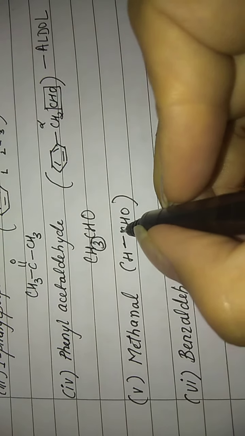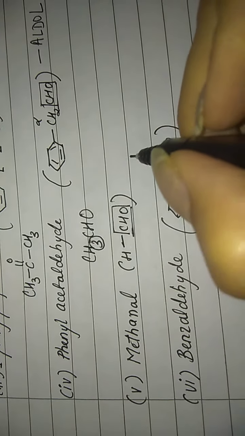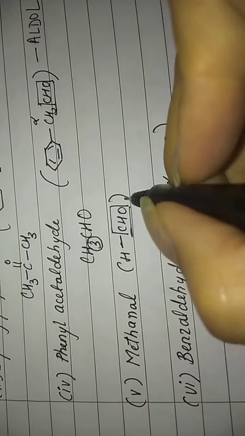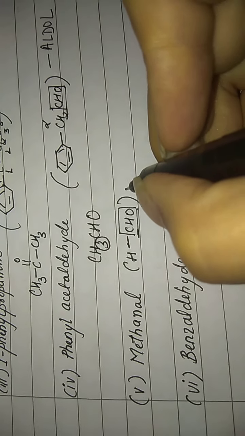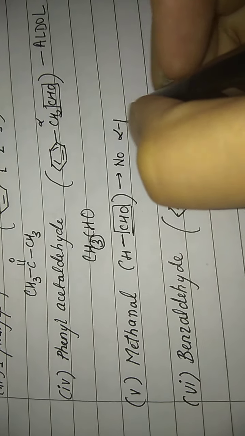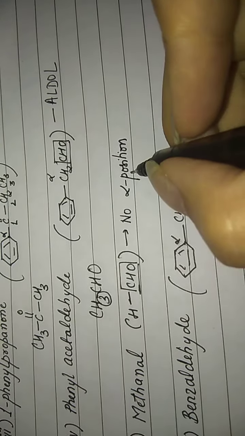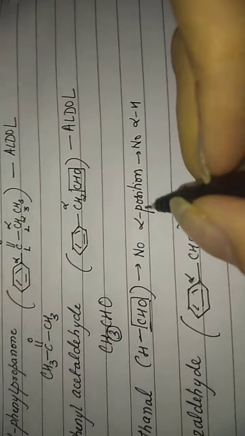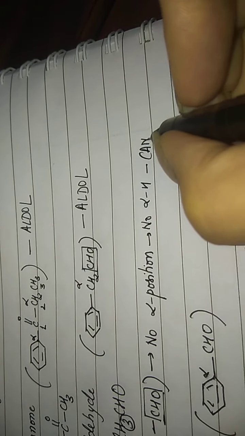Methanal. This is the functional group and there is only one carbon atom. The positions are referred to as the carbon atoms, right? So this particular compound has only one carbon atom. There is no other carbon position next to this carbon atom. So there is no alpha position existing in methanal. There is no alpha position because the only position is the functional group itself. When there is no alpha position, there is no alpha hydrogen, obviously. So those aldehydes which have no alpha hydrogen atoms, they undergo Cannizzaro.